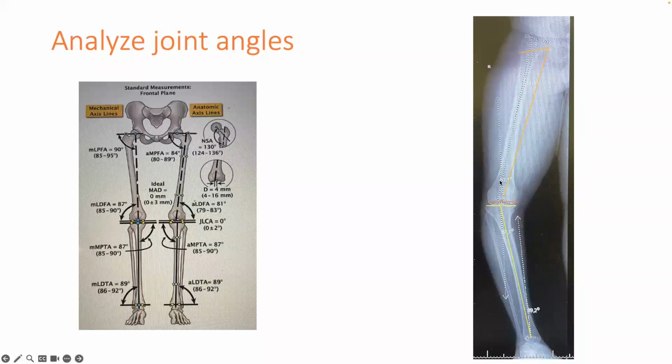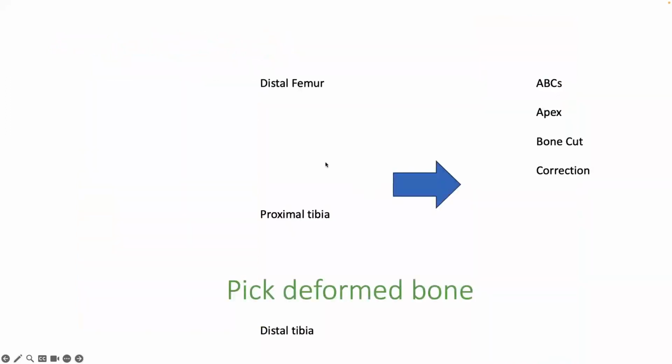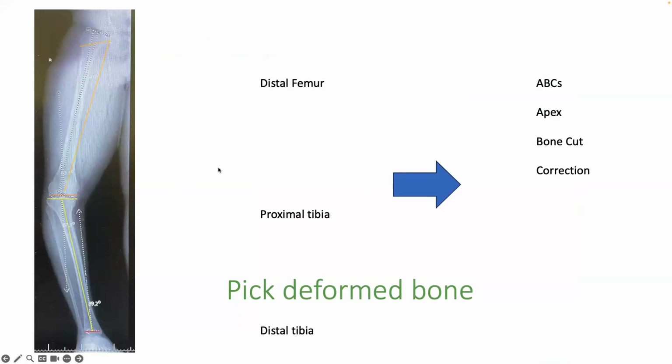I originally drew it with anatomical planning, so you can actually see both on that picture. I drew the normal anatomical angles there previously. So from that we can see that we have deformities in the distal femur, proximal tibia, and distal tibia. So that's just the same picture.